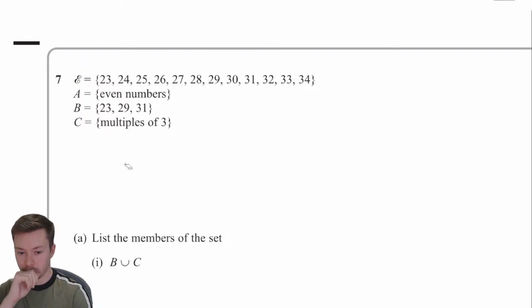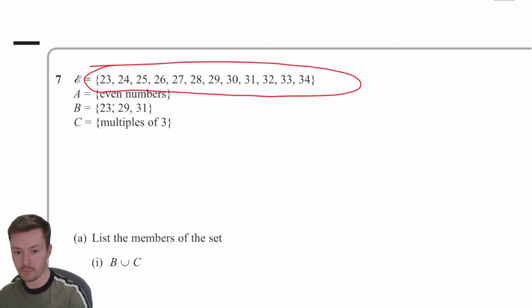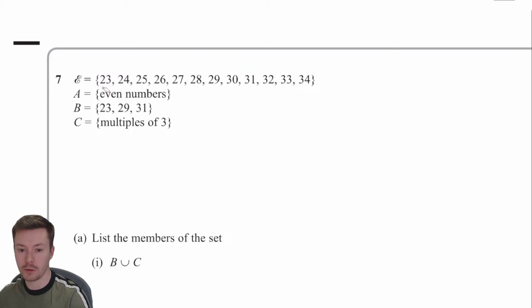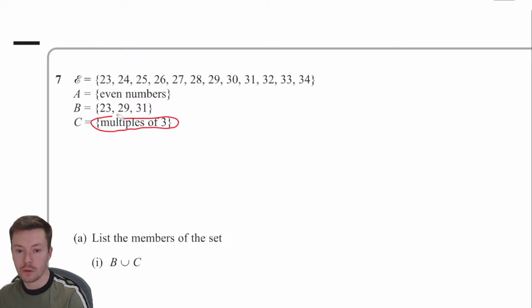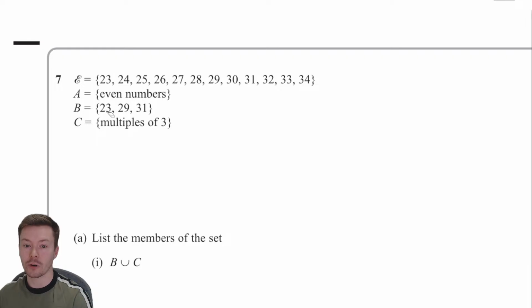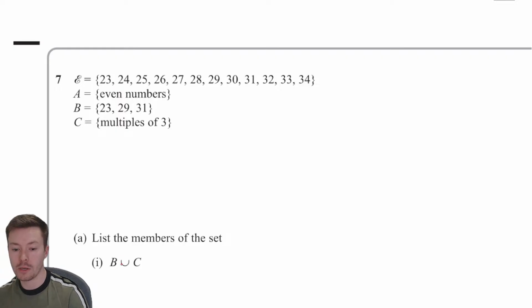Now, A is the even numbers. So any even numbers in here would be in A. Likewise, any multiples of 3 that are in here would be in C. Now, B has only got these specific numbers, 23, 29, and 31. List the members of B union C. So that means the members that are in B or in C. You may know this notation from Venn diagrams. So, numbers in B or in C.